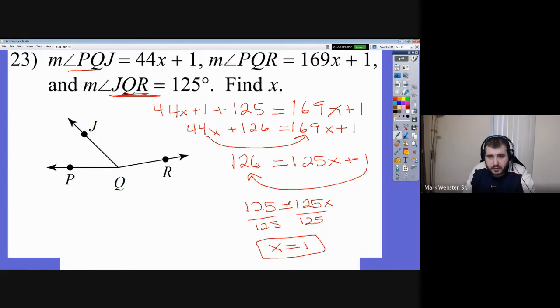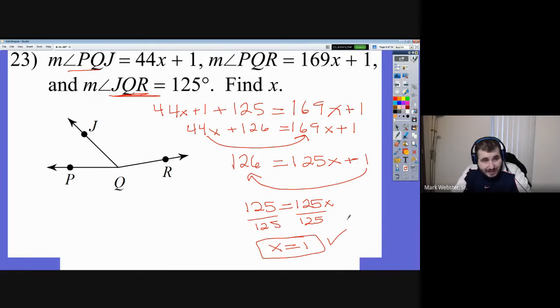And once again, if you need to, you can always plug in 1 and see that you got it right. 44 times 1 plus 1 is 45. So 45 and 125, that makes 170. And so this one had better come out to be 170. 169 times whatever x is, which is 1. 169 times 1 plus 1 is 170. So we know we did it right.